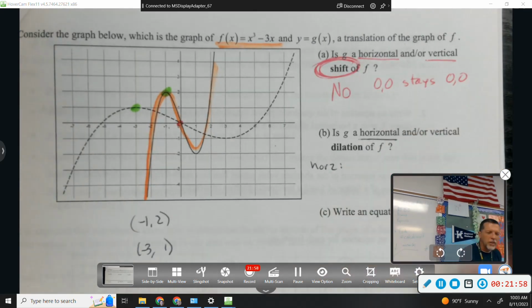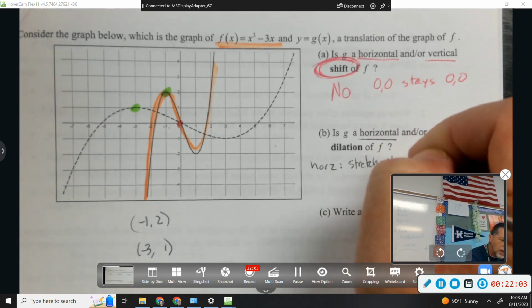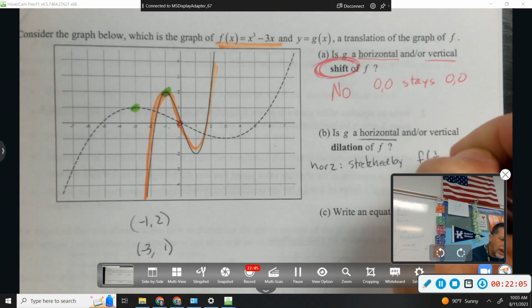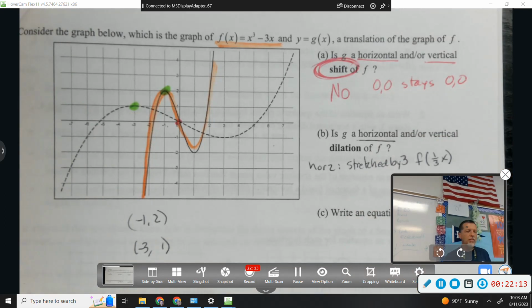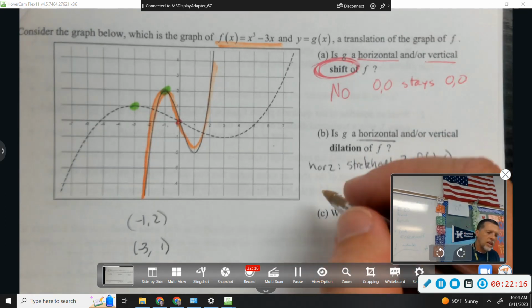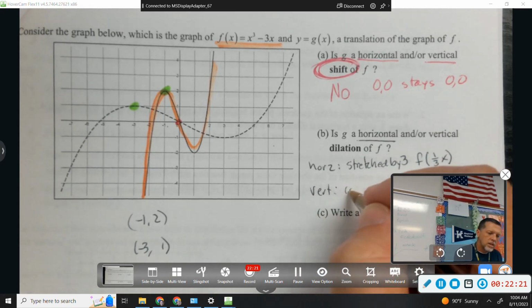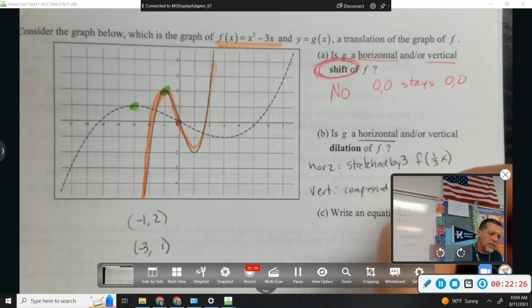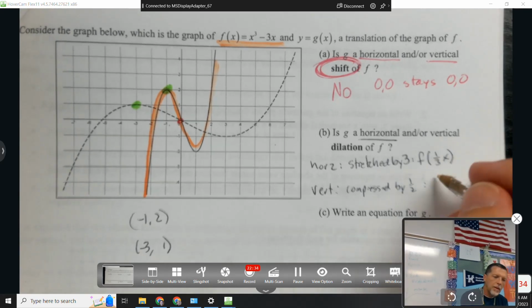Okay, so let's be careful. I'm going to say it's stretched by 3, which means it's f of 1/3 x. How about the vertical? Compressed by 1/2. So what does that mean in terms of equation? 1/2 f of x.